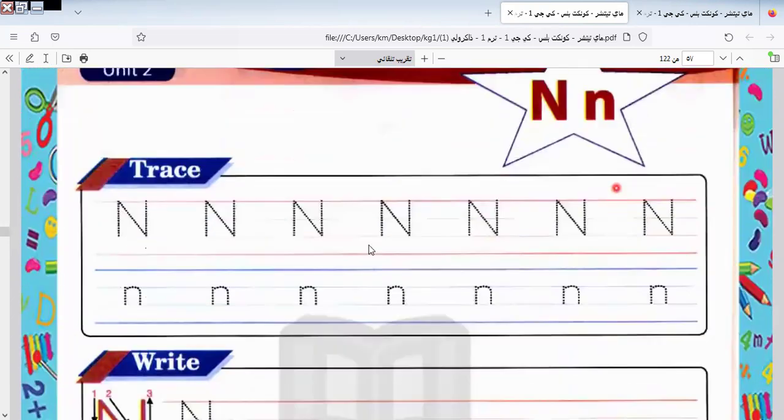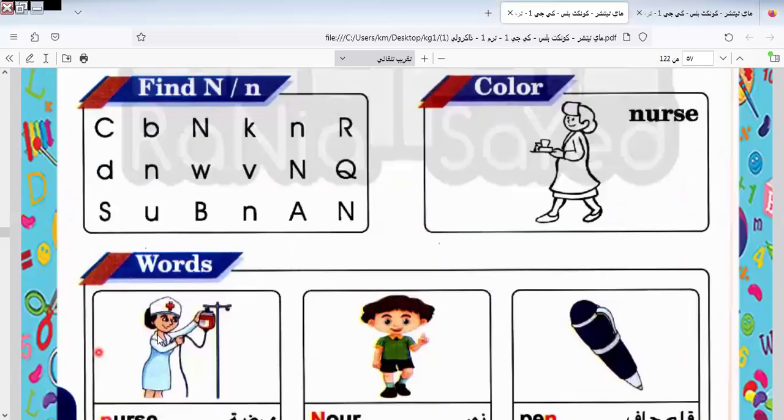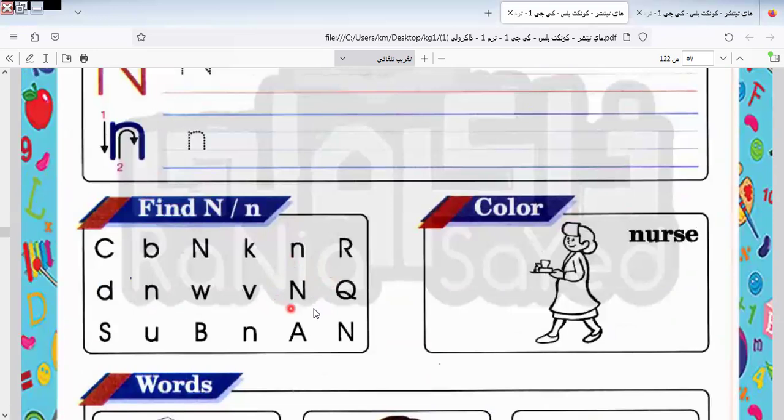Okay. There is capital N and small n. Capital N is written like this. Let's continue the rest of the lesson, our lesson today. Here we find capital N and small n. Let's go to know it here.